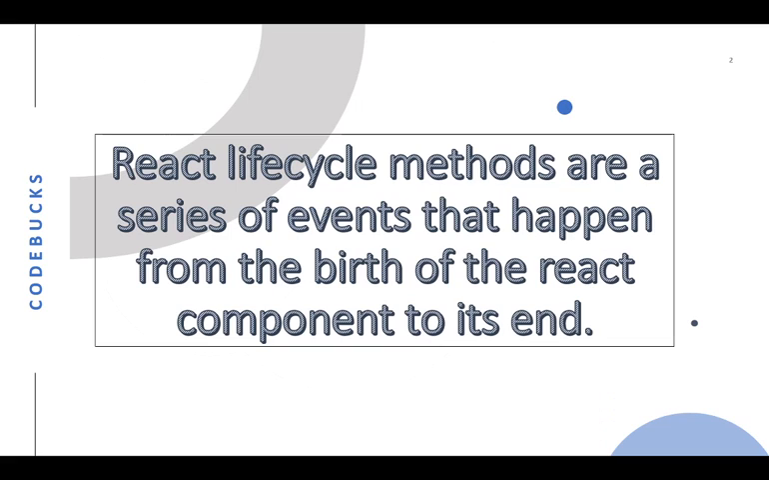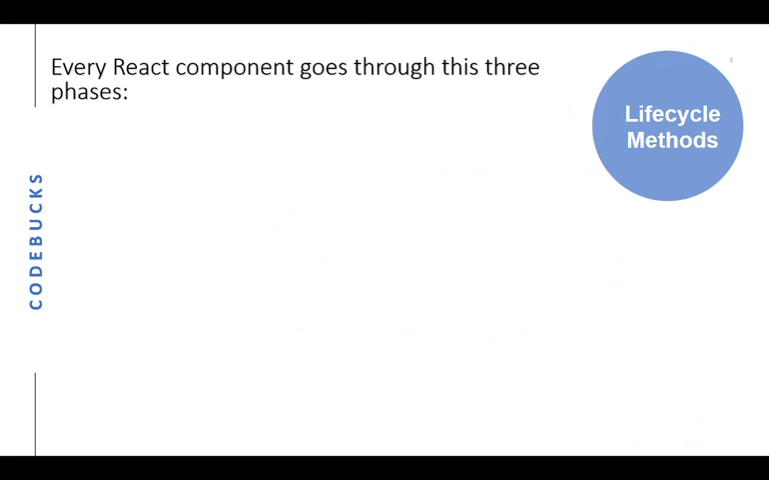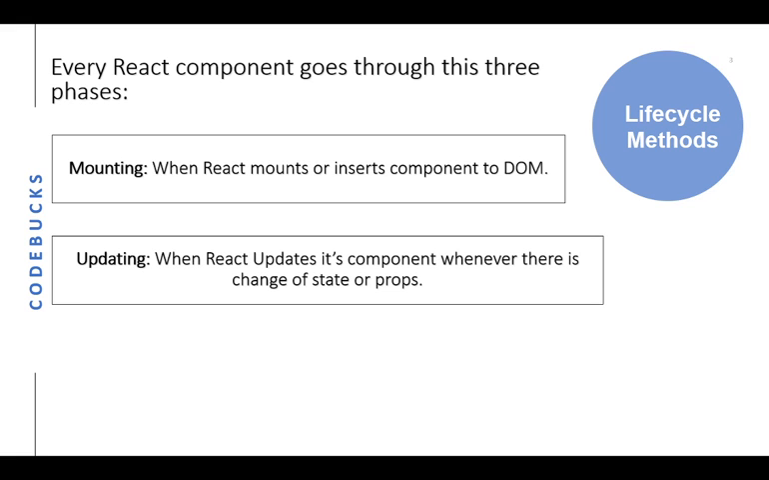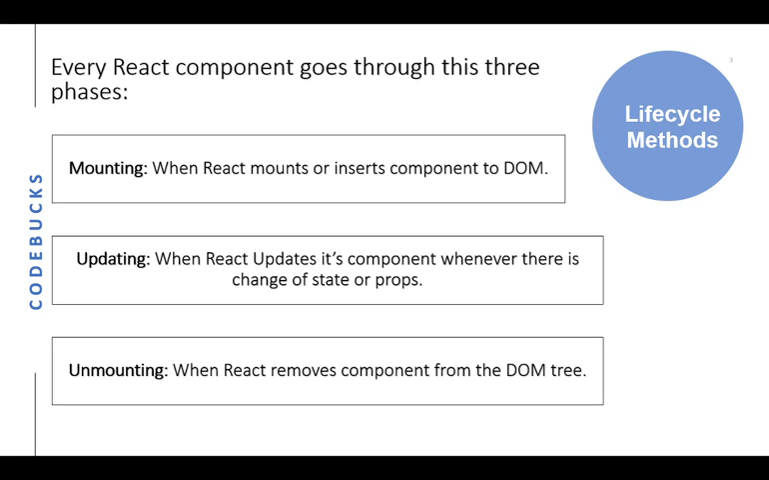React lifecycle methods are a series of events that happen from the birth of the React component to its end. Every React component goes through these three phases. First is mounting, when React mounts or inserts the component into the DOM. Second is updating, when React updates its component whenever there is a change of state or props. And the last is unmounting, when React removes the component from the DOM tree.